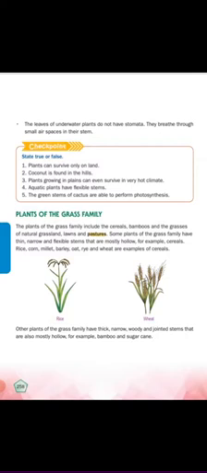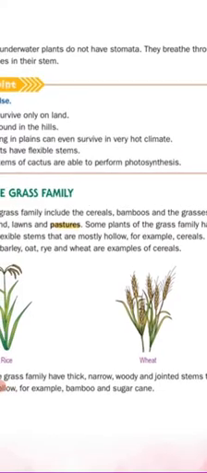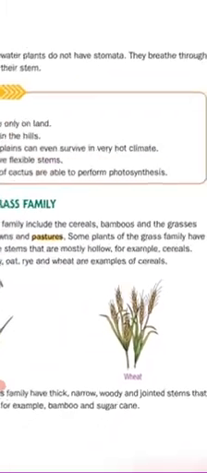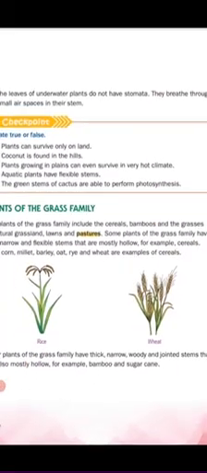plants of the grass family. So what is that grass family? Have you seen rice, wheat? Yes. Those families are called the grass family. So the plants of the grass family include the cereals, bamboos and the grasses of natural grasslands, lawns and pastures. So what are pastures?